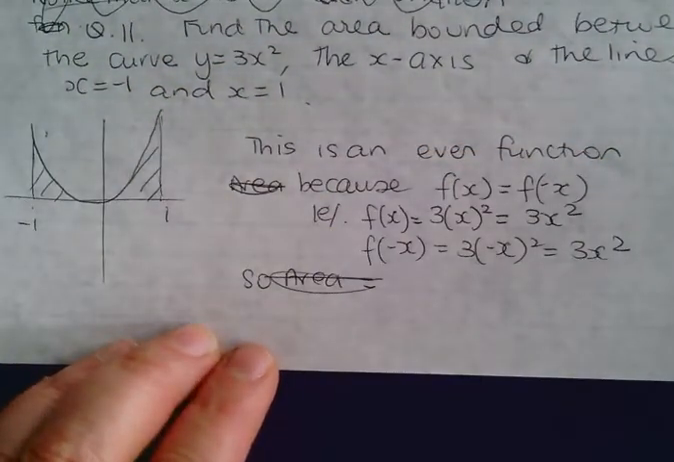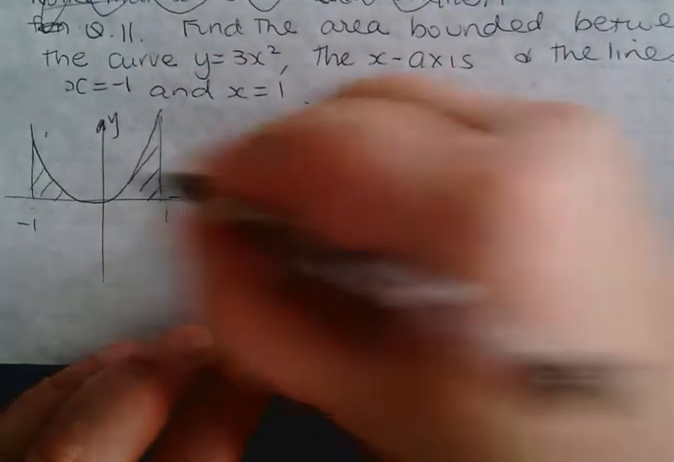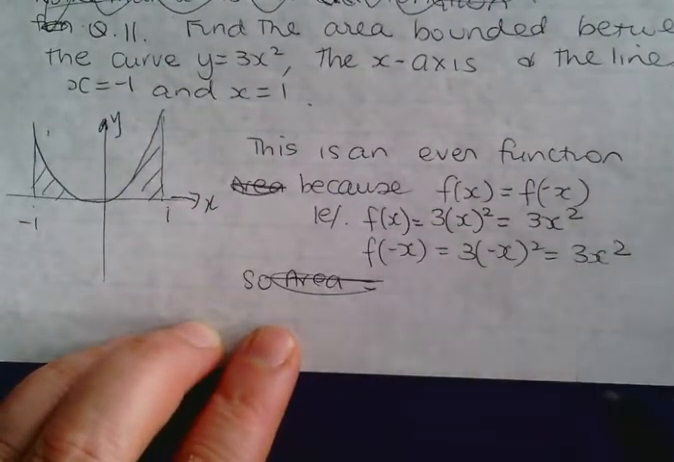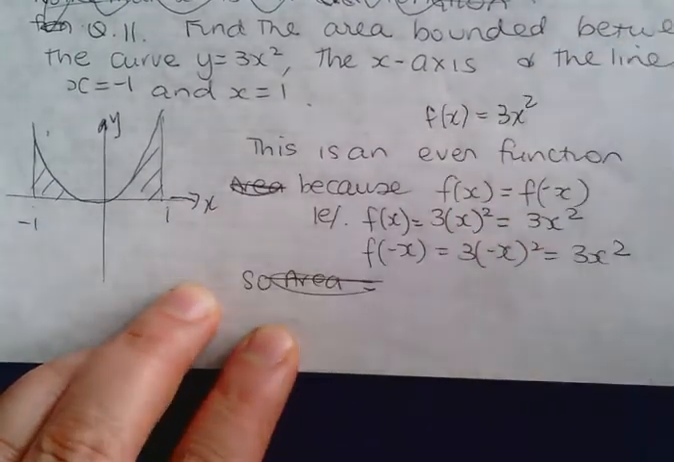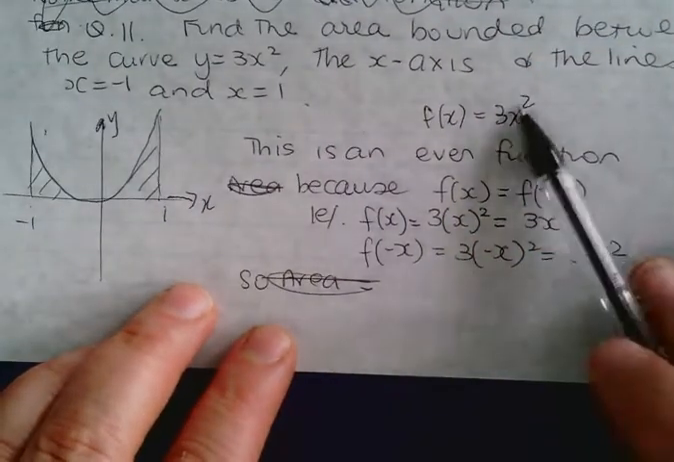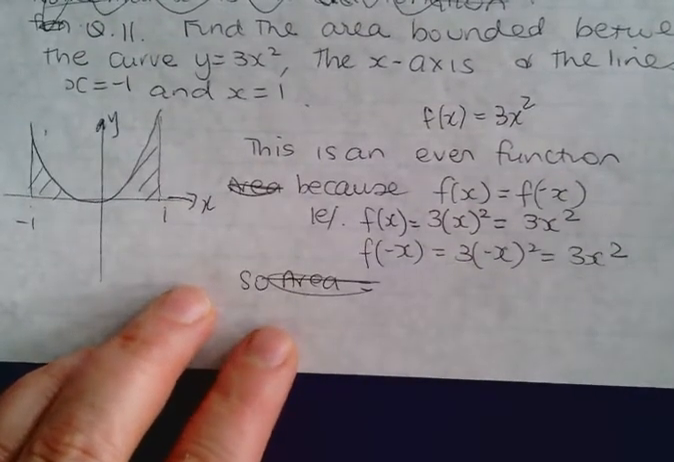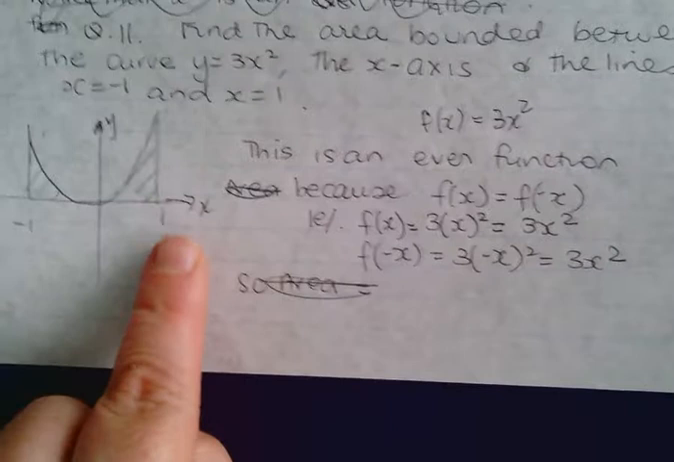Do you think this is an even function? It is. It's an even function because function of x equals function of negative x. Our function is 3x squared. So if you substitute x in, you get 3x squared. If you replace the x with the negative x, you also get 3x squared. So function of x equals function of negative x. So it's even. So you tell me which integral I should do.